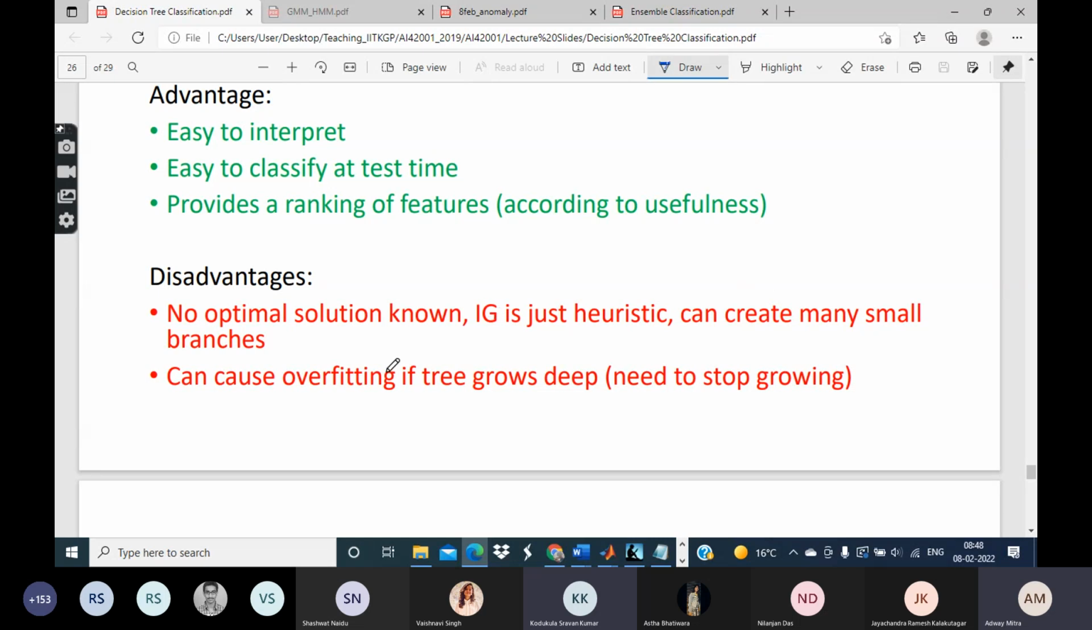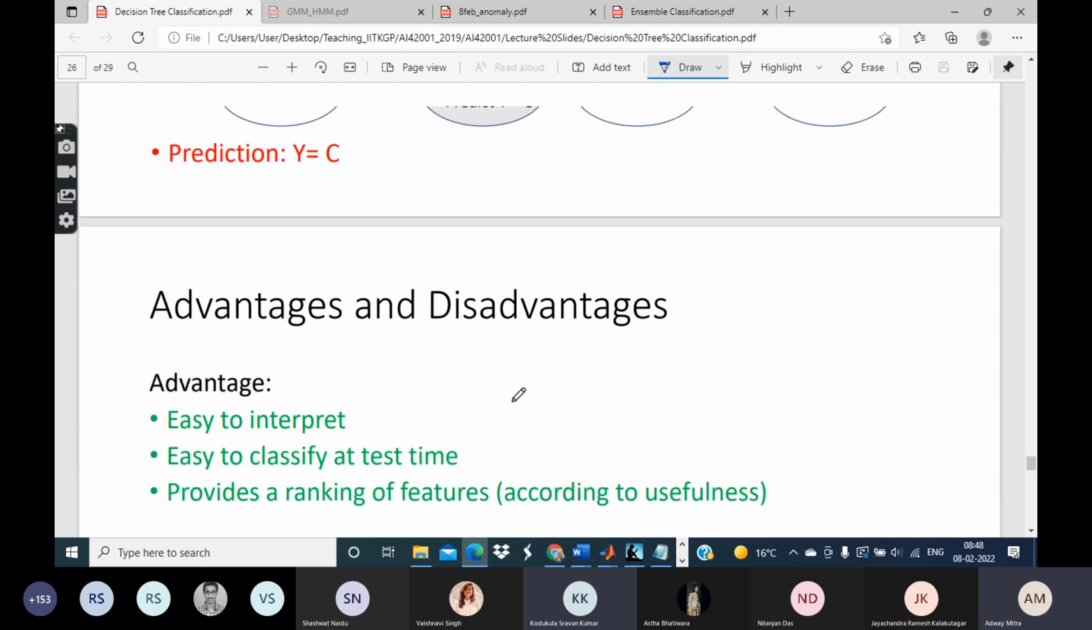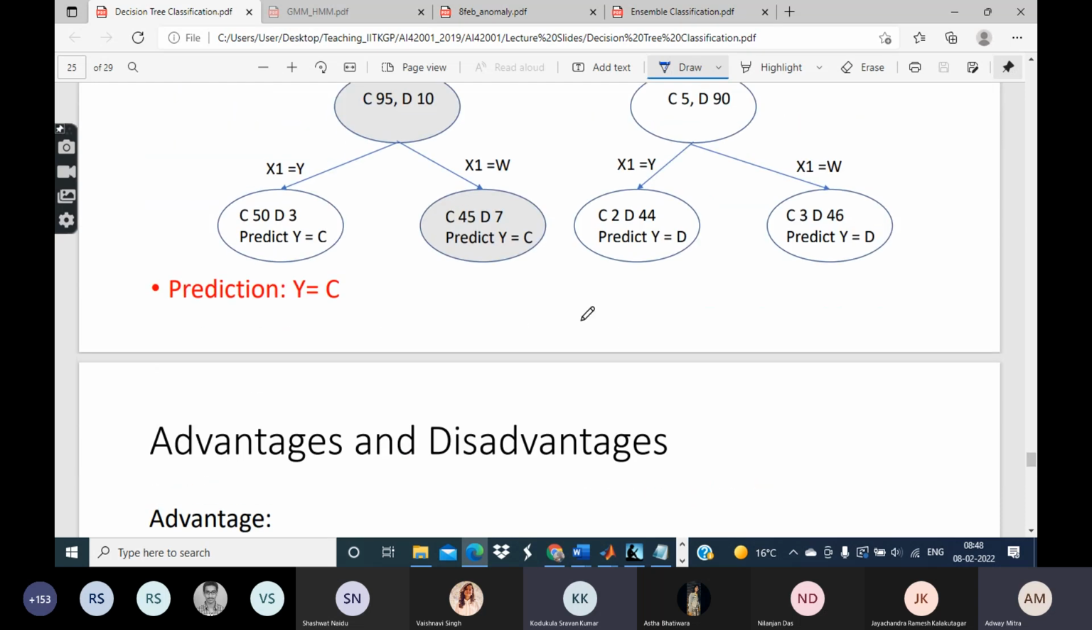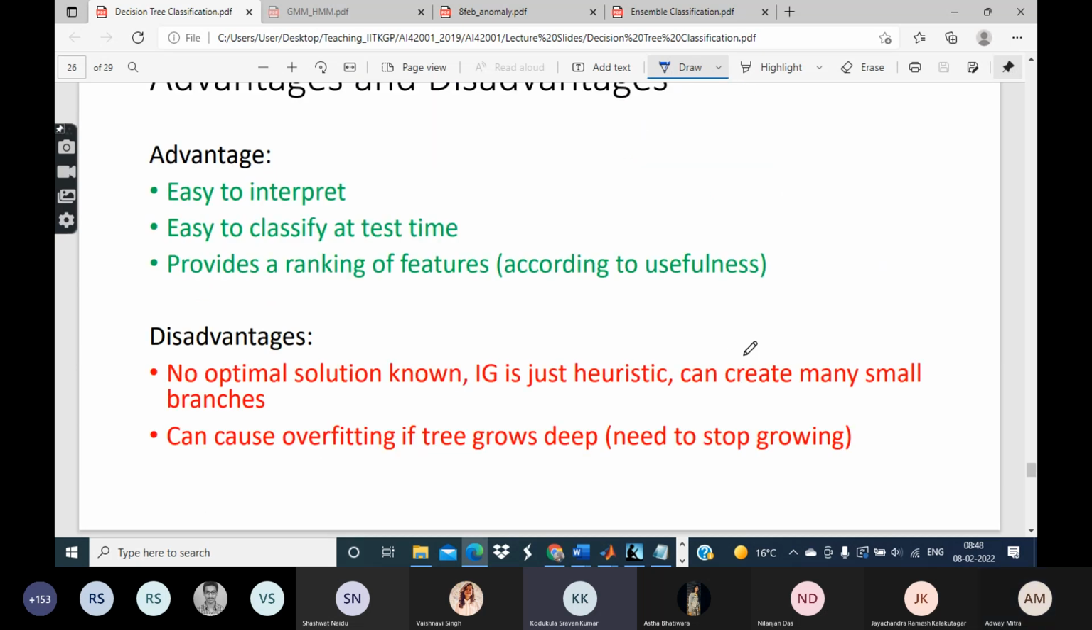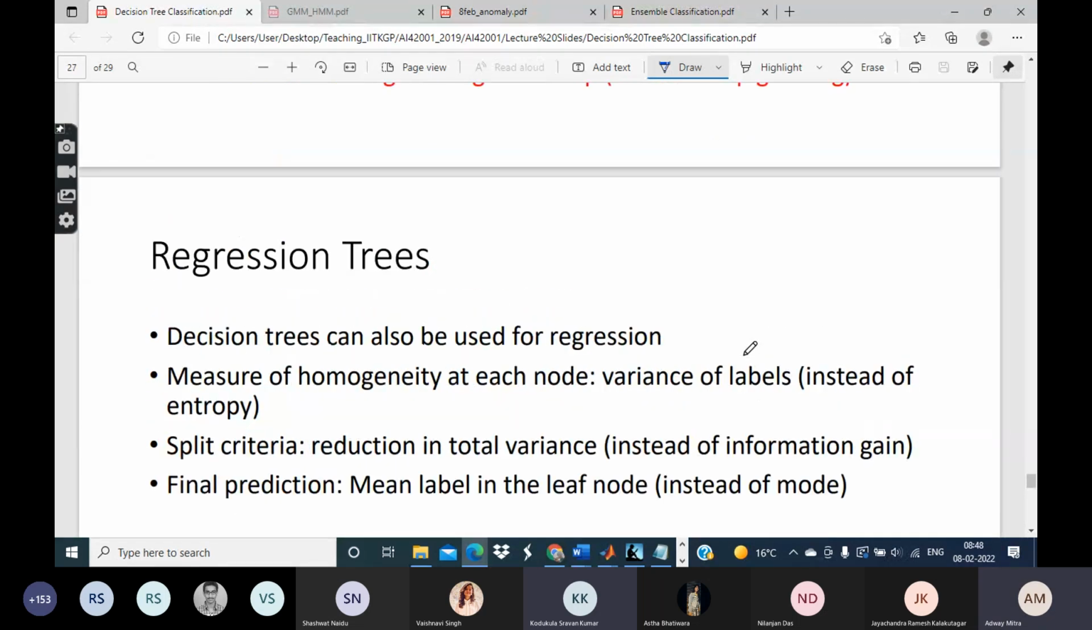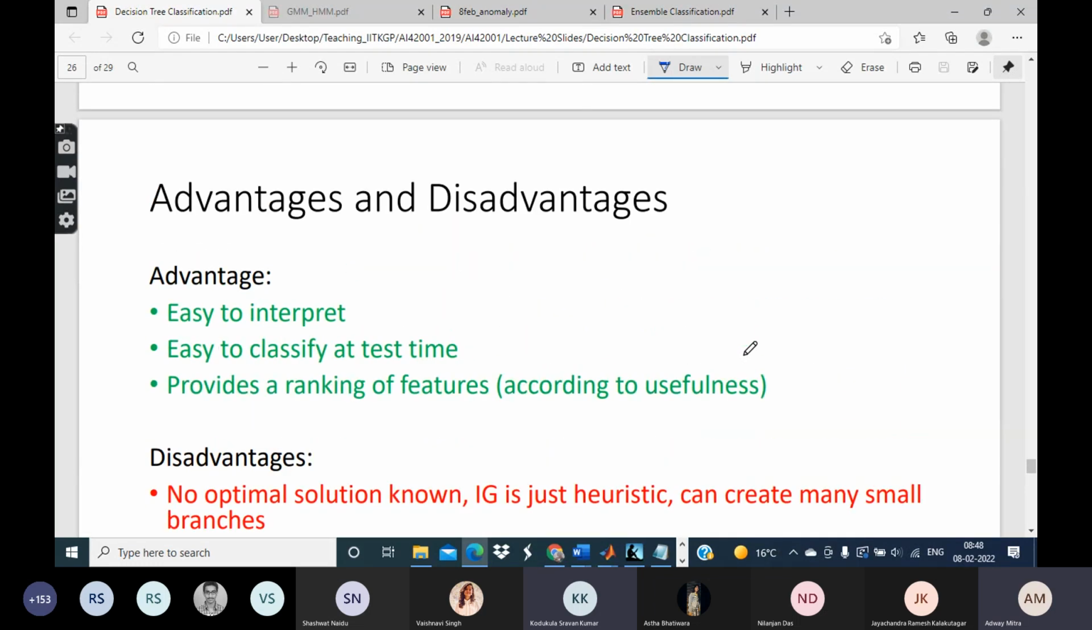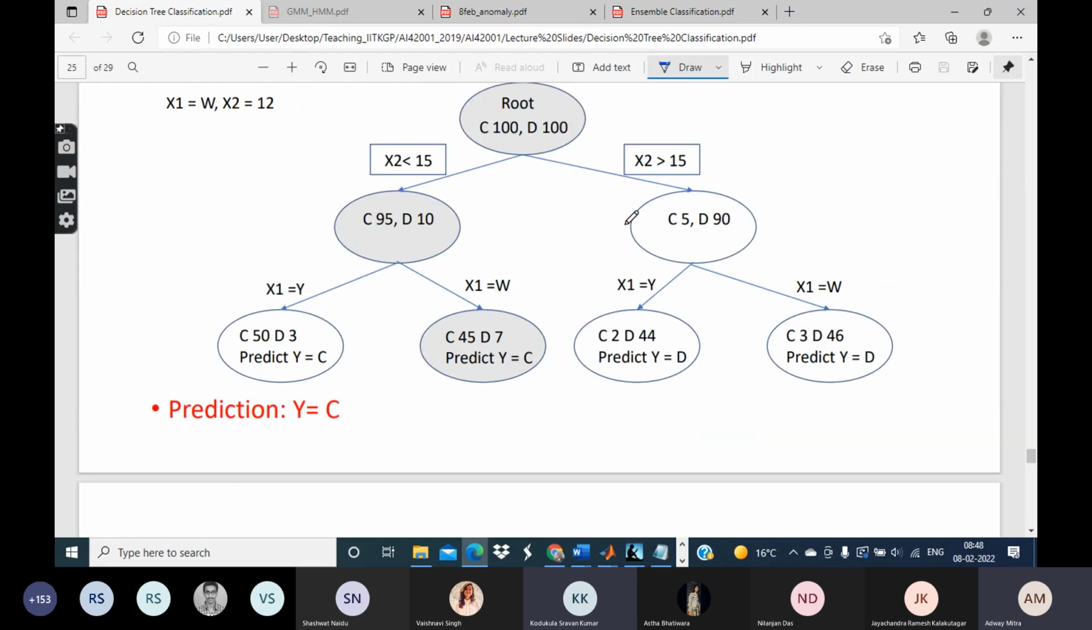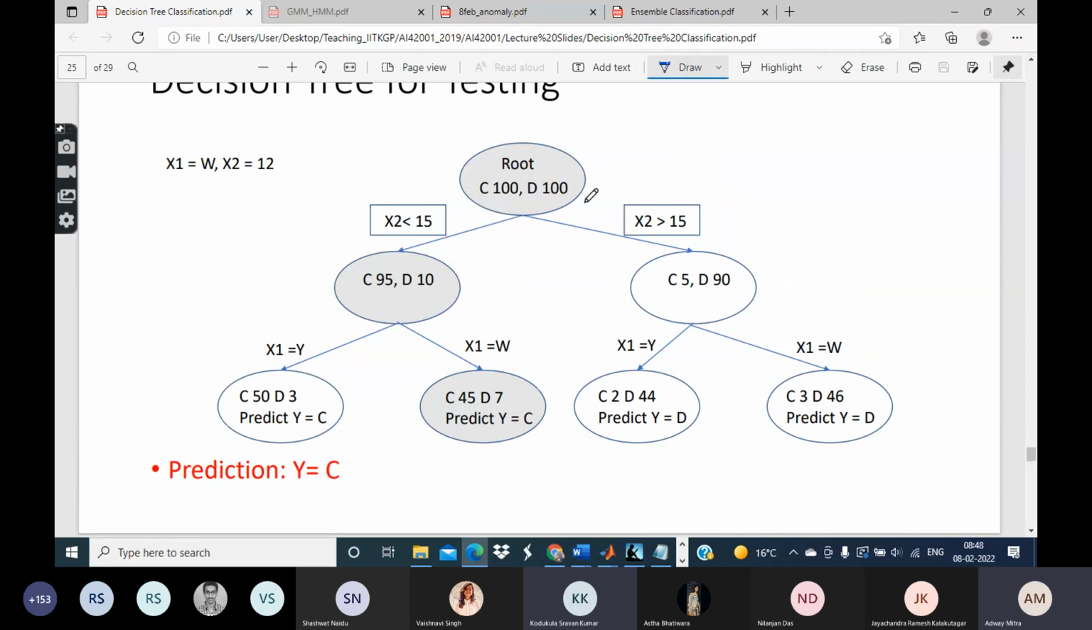And as we saw earlier, if you just keep on growing the tree deeper and deeper, it can result in overfitting. So we need to stop the growing. There are many other practical disadvantages also apart from these. That is, what are these splitting criteria going to be?